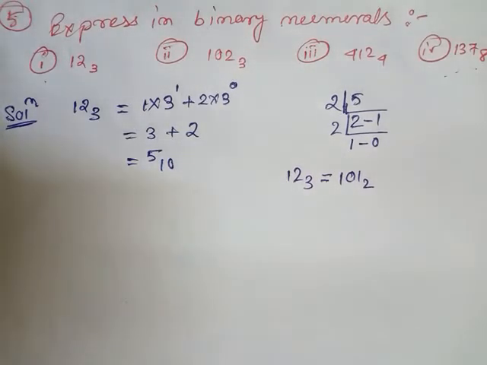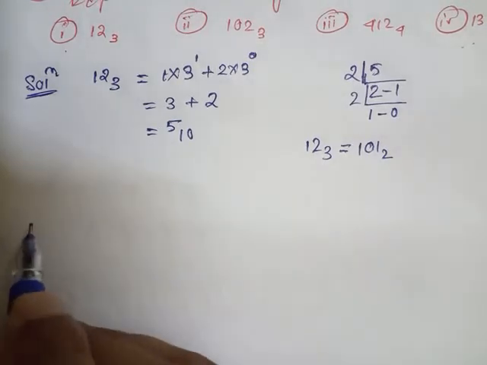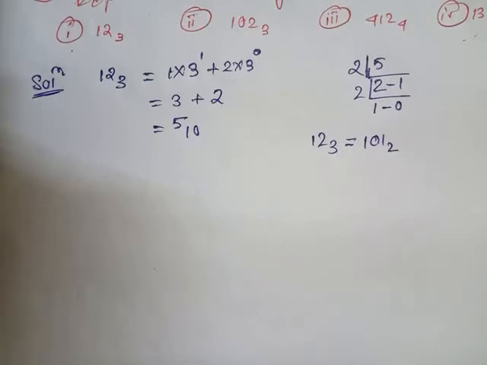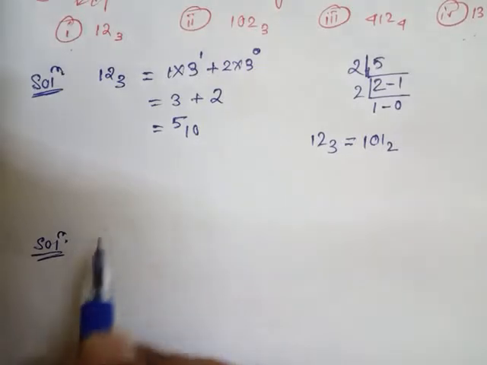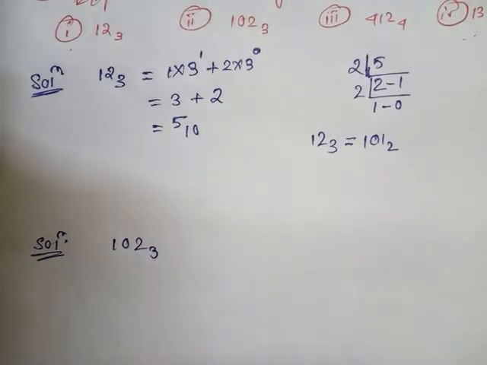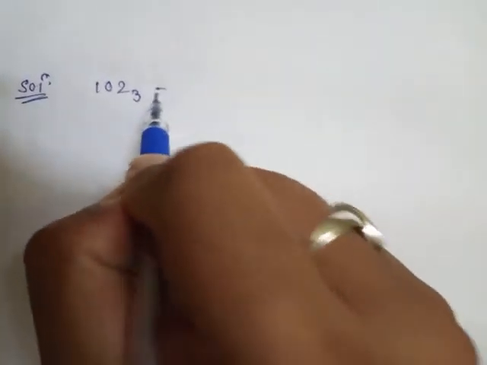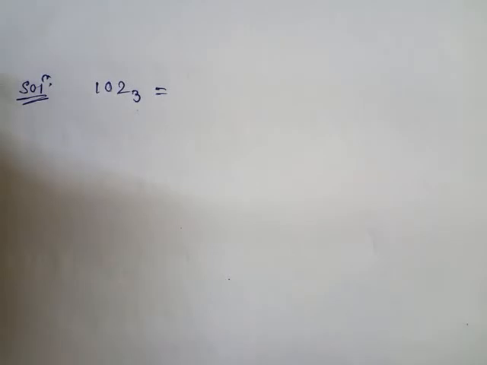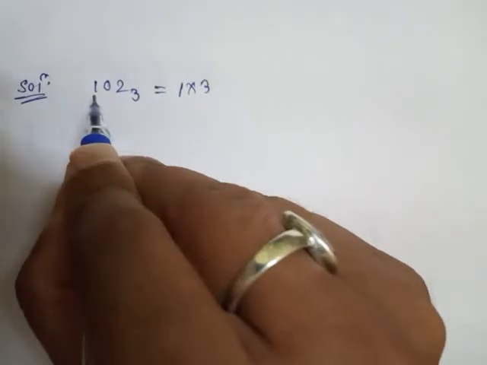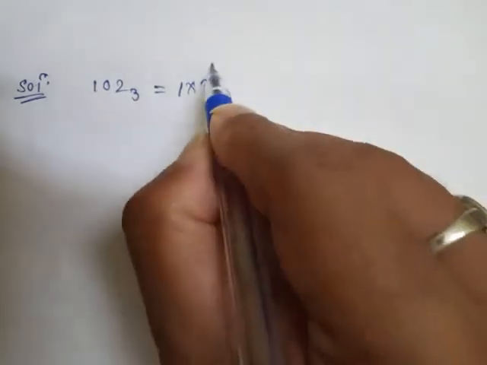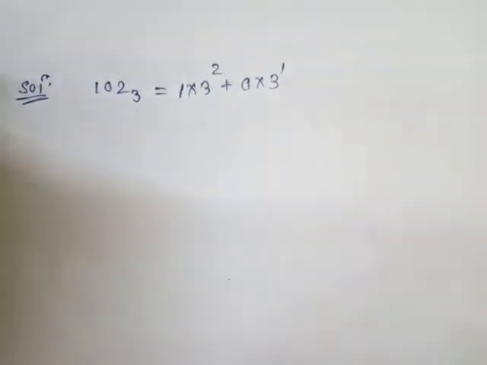Similar way I will do Roman 2 now. Roman 2 means 102. Now look here how to solve this one. I will write here solution Roman 2. This is 102 base 3. Initially I will convert 102 base 3 into decimal first. 1 into base 3, and after 1, how many digits? 2 digits, so we write 2 here. Then 0 into base 3, after 0 how many digits? 1, we write 1 here.